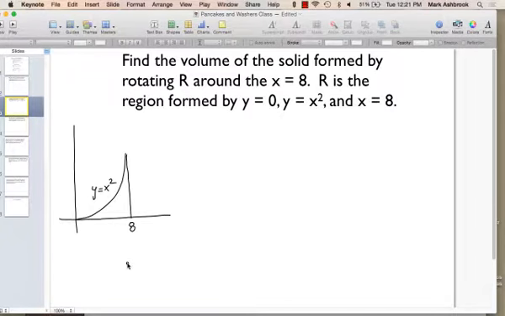And we're going to rotate that about x equals 8. So what is x equals 8? Is that a vertical line, horizontal line? Vertical. It's this line right here. It's actually x equals 8 forming the boundary, right? That's this line right here. So I'm going to take that same region, and rather than rotate it about the bottom boundary, I'm going to rotate it about the right-hand boundary.